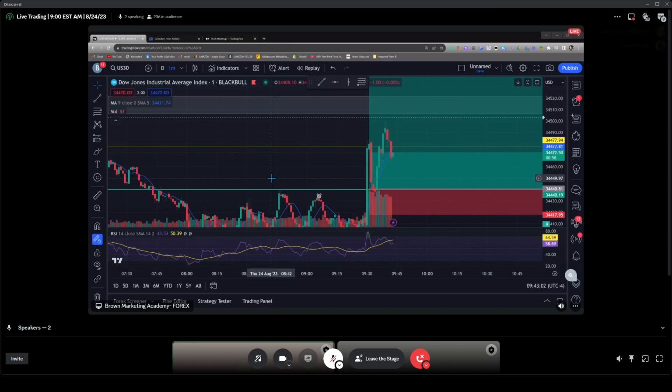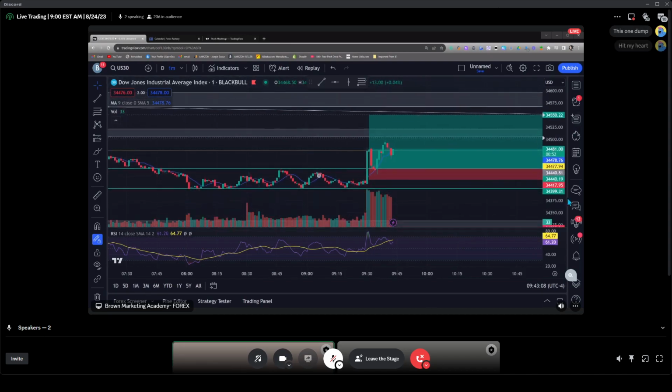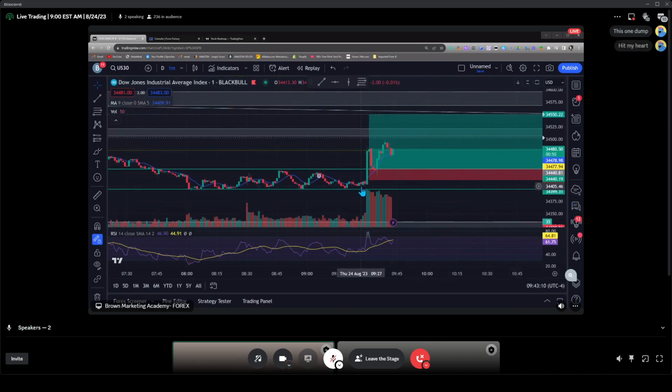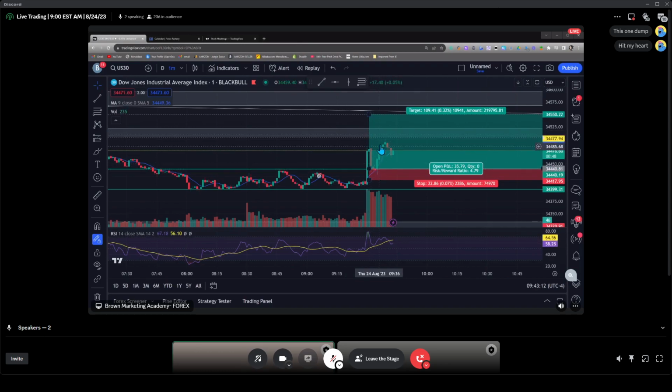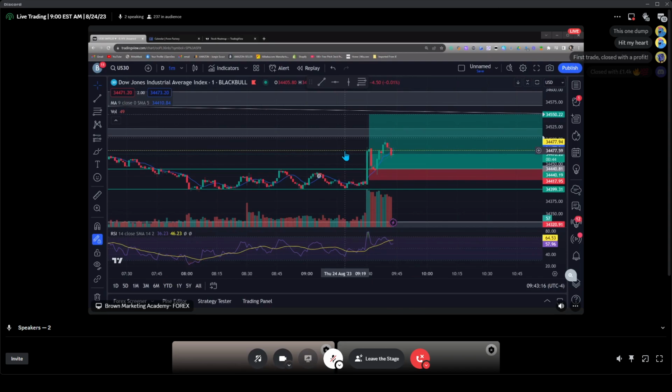My main bias is the RSI right now. Although I don't like the candle patterns on the 15-minute, it's making higher highs, lower lows, higher high, lower low. That's how the market moves. So pullbacks are just a part of life.